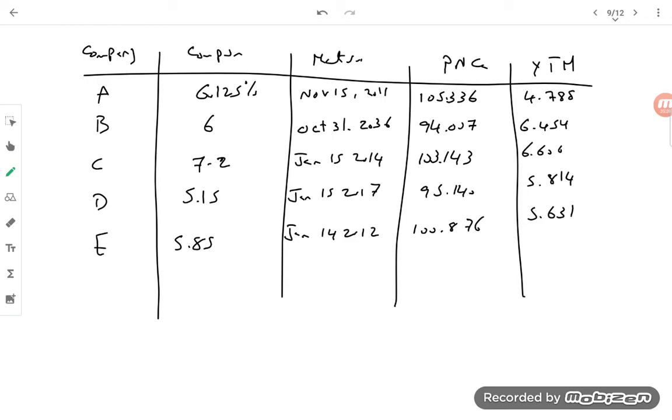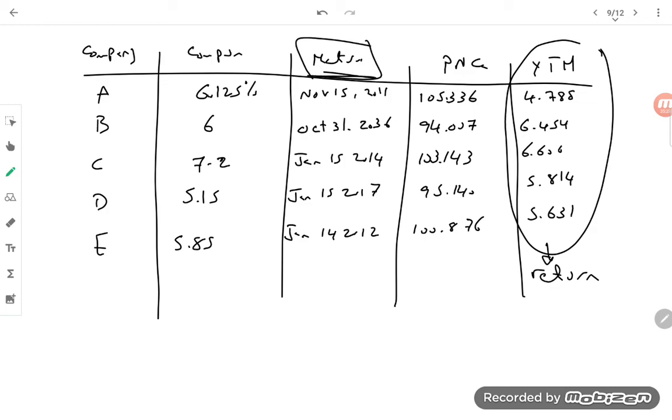So we can define yield to maturity as the rate of return that investors earn if they buy a bond at a specific price and hold it until maturity. So this is the return if the bond is held up to the maturity date.